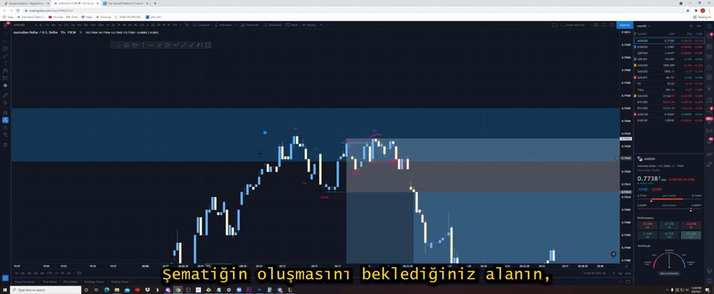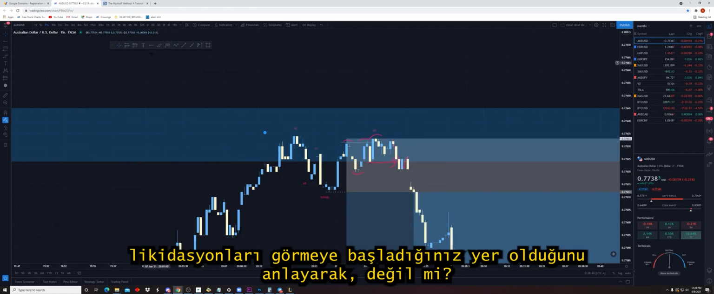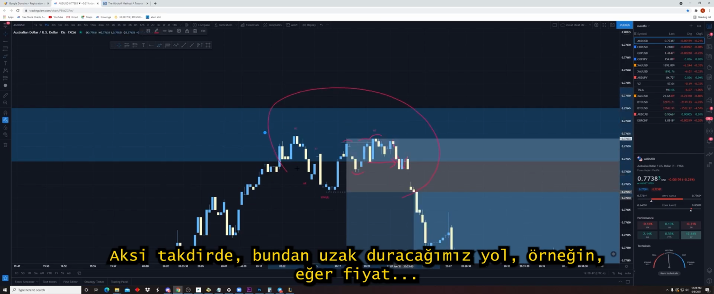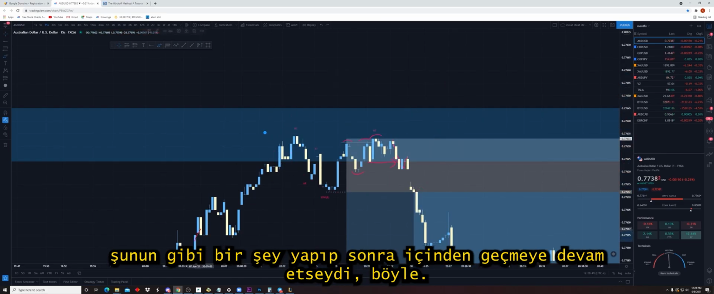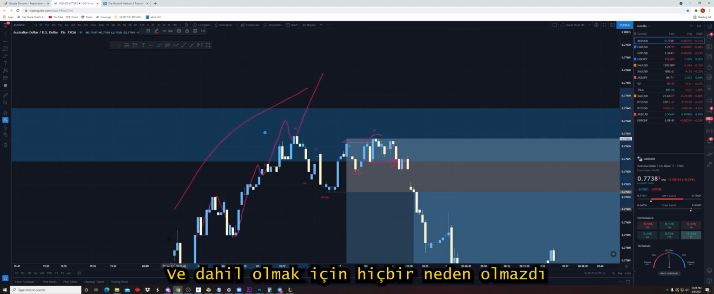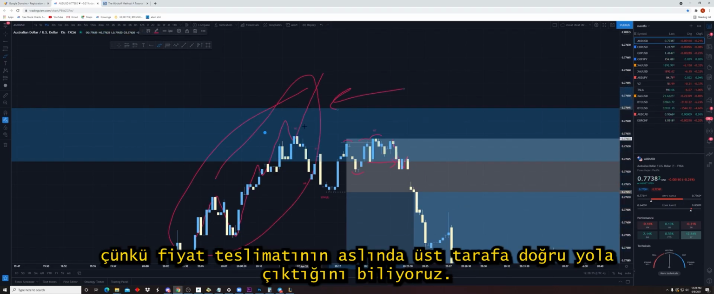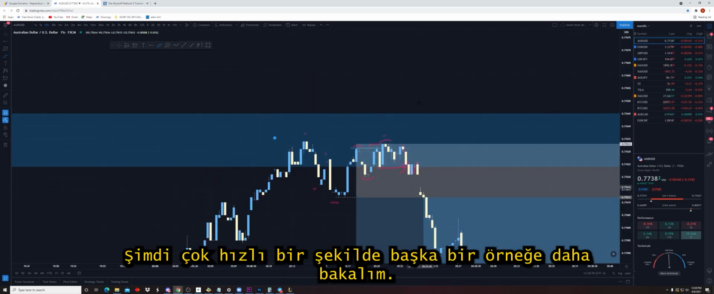understanding that the area you were looking for the schematic to occur is where you're starting to see liquidations. Otherwise, the way that we'd stay out of this, for instance, is if price did something like this and then continued reaching through it like so. There's no reason to get involved because we know that price delivery is actually set now to the topside. So now let's take another look at another example very quickly.